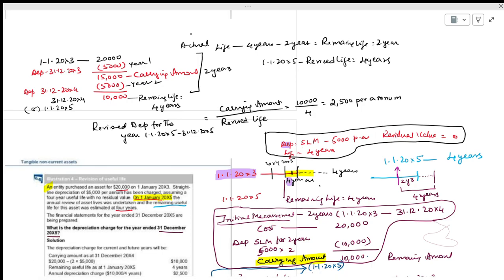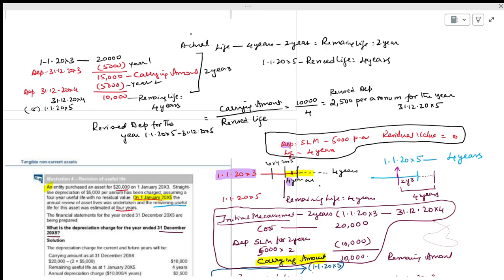This is the revised depreciation. Okay, revised depreciation, how much? Revised depreciation per annum for the year. How much? For your understanding, for the year, how much? For the year 31/12/2005. Are you okay about this?